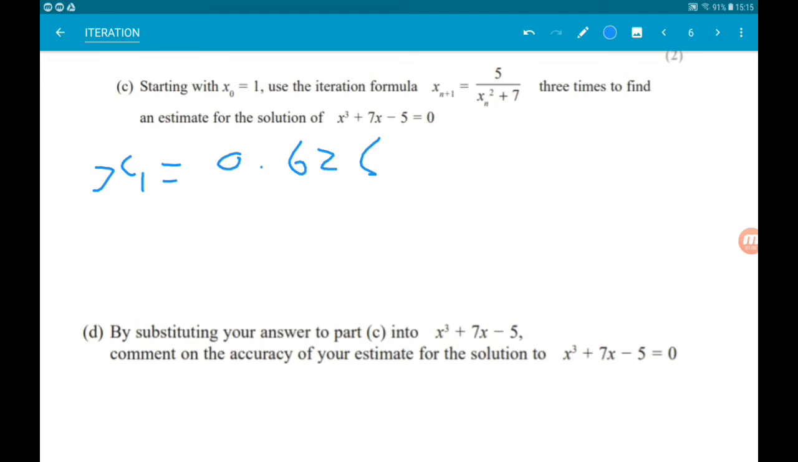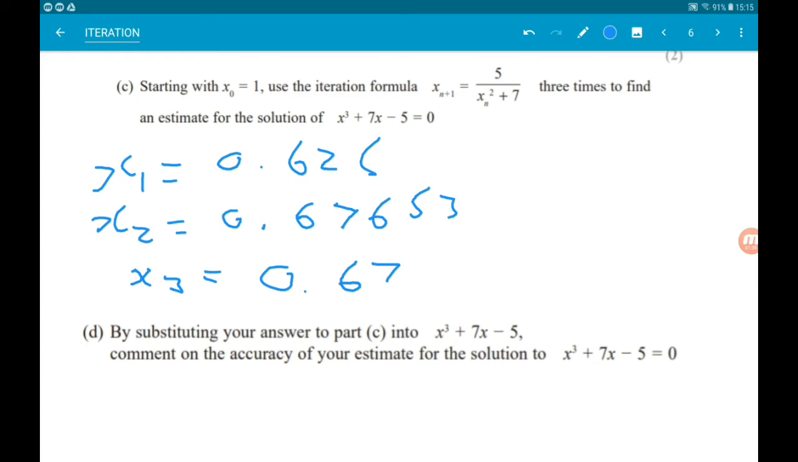Press equals. x2 is 0.67653. Press equals, and we get x3 is 0.67045. So that would be our estimate.